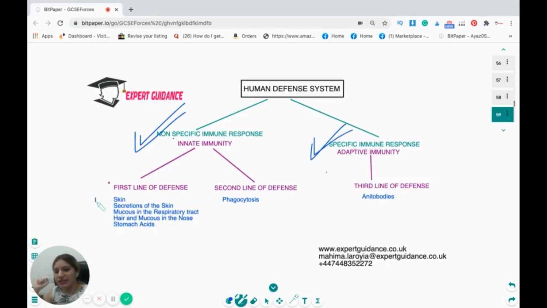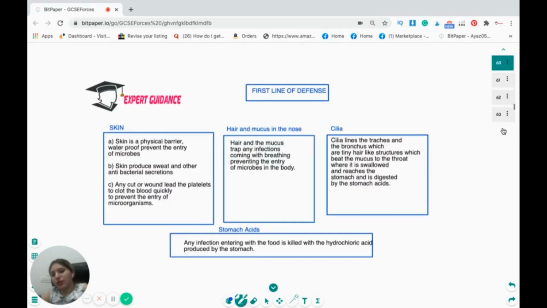So these are the skin, secretions in the skin, the mucus in the respiratory tract, the hair and the mucus in the nose, the stomach acids. Then the second line of defense is phagocytosis, which is the white blood cells, which come and eat away the infections. Now, after these 2, the first and second line of defense of the non-specific immune response, if the infection does not go away, then your body comes with a third line of defense, which works with antibodies, and that is the adaptive immunity or the specific immune response.